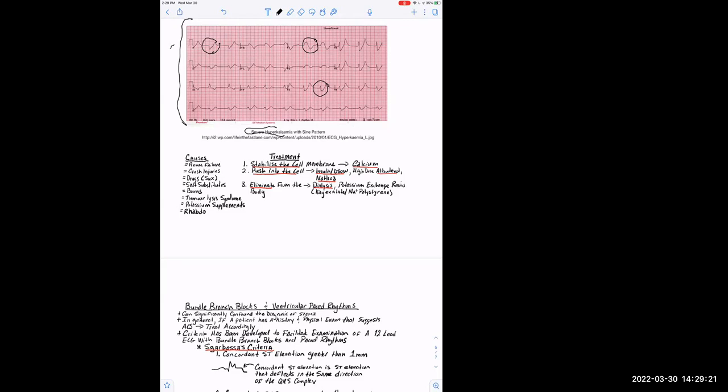Your potassium supplements, rhabdomyolysis, you start to see hyperkalemia. Rhabdomyolysis, of course, is death of your muscle, and death of your muscle actually is very toxic to your kidneys, and you'll start to see increases in potassium from this muscular destruction.